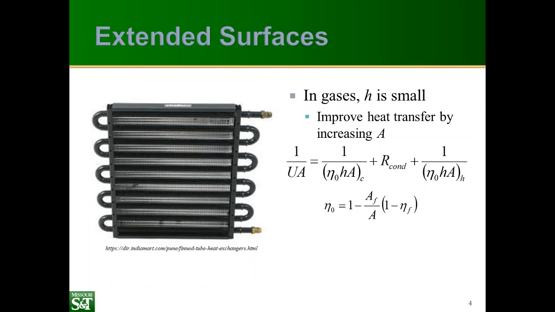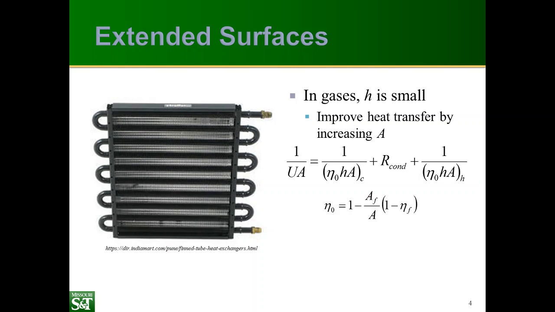We can also use what we call extended surfaces in order to improve heat transfer to a gas or from a gas. So when we do this, we have to modify the convection resistance, and we do that with what we call the surface efficiency. Here, the heat transfer area for the convection is equal to the total surface area, including the fins. And then the fin efficiency just accounts for the fact that you're increasing the convection resistance through the fins, so it's actually going to slightly reduce the performance compared to the ideal case.